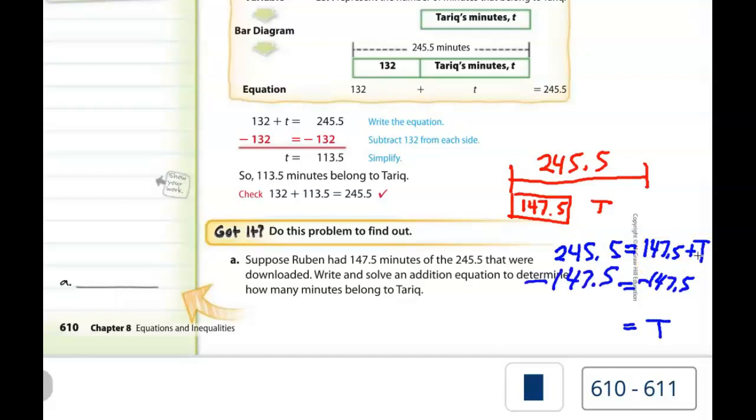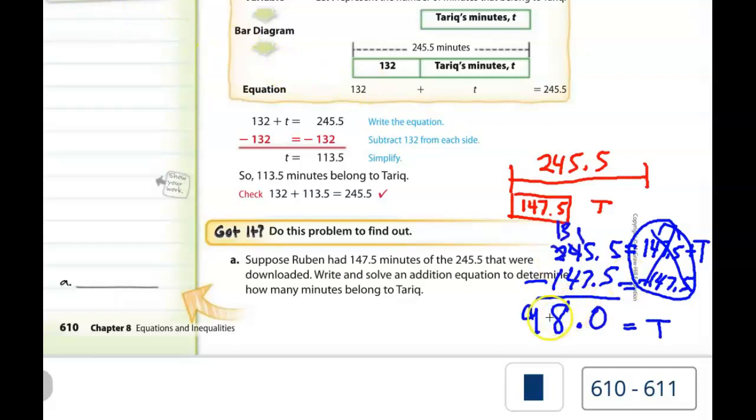Well, of course, the answer is subtract, because we started out with an addition equation, and we're going to do the inverse in order to isolate the t. So 147 and 5/10 is positive, so we subtract 147 and 5/10. Once we do that, this becomes a zero pair, and it goes away. And then we just have the t left. So all we have to do now is find the difference of 245 and 5/10 minus 147 and 5/10. Go ahead and solve that for me, please.